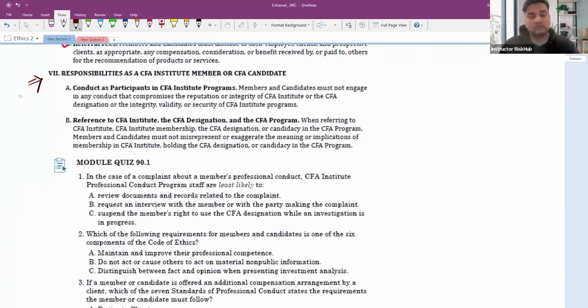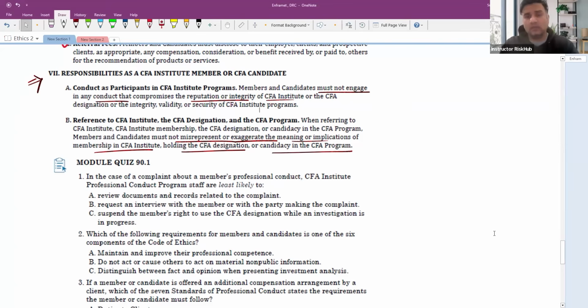Provide a reference to a CFA Institute designation with no exaggeration and no misleading claims. Members must not misrepresent or exaggerate the meaning or implication of membership in CFA Institute, holding the CFA designation, or being a candidate in the CFA program, and must not engage in any conduct that compromises the reputation or integrity of CFA Institute.